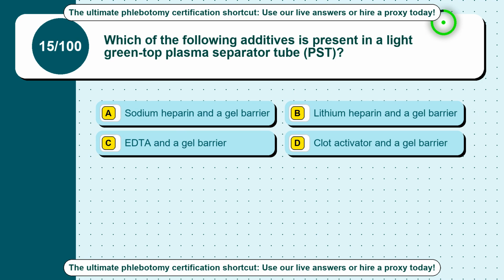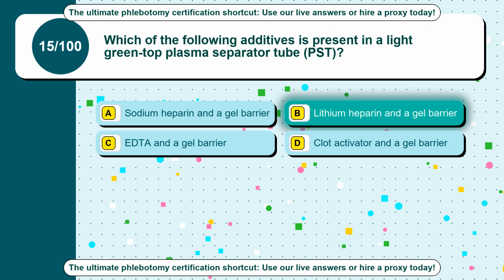Question 15. Which of the following additives is present in a light green top plasma separator tube, PST? Option A. Sodium heparin and a gel barrier. Option B. Lithium heparin and a gel barrier. Option C. EDTA and a gel barrier. Option D. Clot activator and a gel barrier. The correct answer is option B.